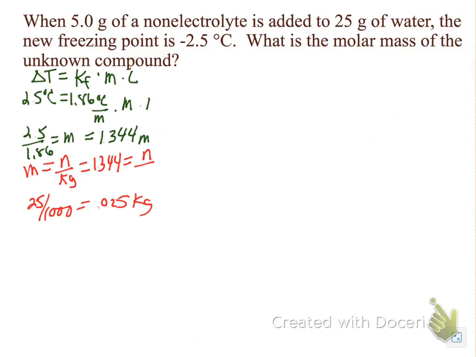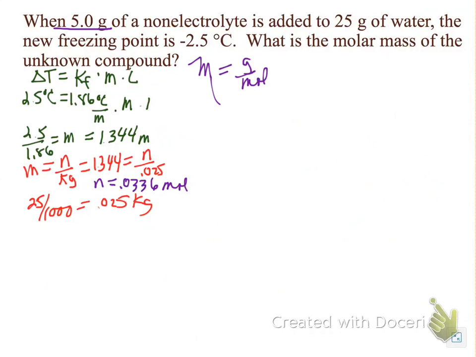If I divide that by 1,000, because there's 1,000 grams in a kilogram, I get 0.025 kilogram. And if I put that in the equation and then cross multiply, I get moles equals 0.0336. Again, carrying extra sig figs. Okay, so I know how many moles I have, and I also know how many grams I have. It's given to me right here.